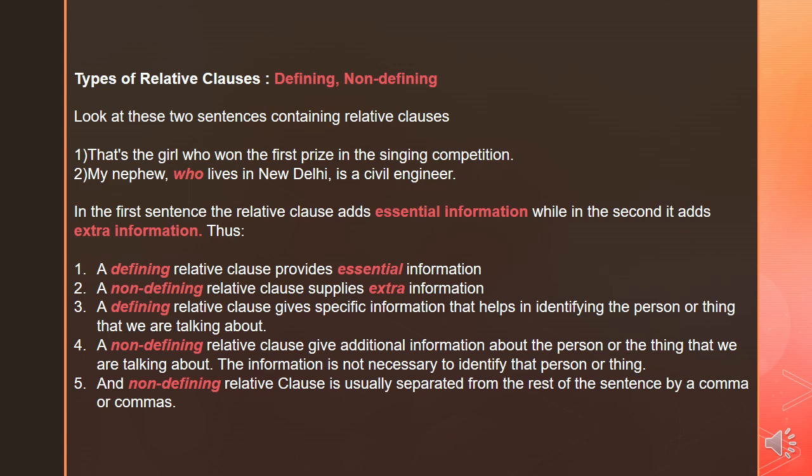Point number 3. A defining relative clause gives specific information that helps in identifying the person or thing that we are talking about. That means it gives us very valuable information. Whereas a non-defining clause gives additional information about the person or the thing that we are talking about. This information is not necessary to identify that person or thing.